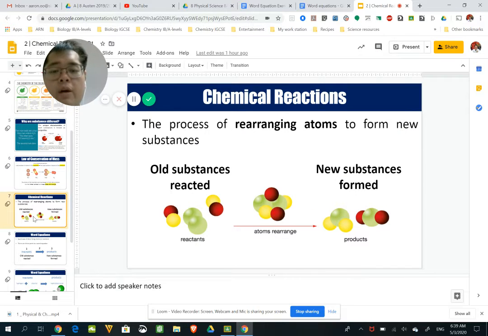Having said that, we have to define a chemical reaction. A chemical reaction can be defined as a process to rearrange atoms to form new substances, because remember, one of our evidences here is that new substances are formed. So atoms will need to rearrange themselves from the existing reactants, which are the substances before, to produce the products which follow suit. And for us to do so, we need to know how to write an equation.